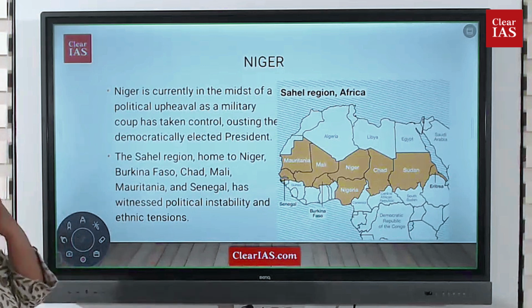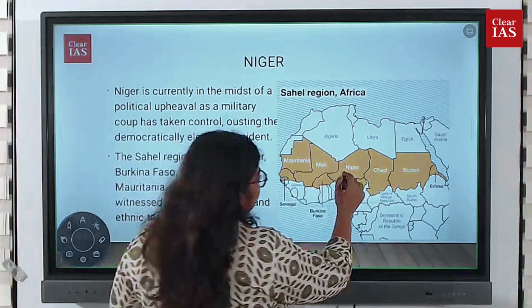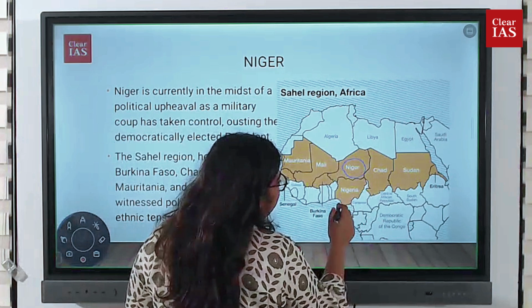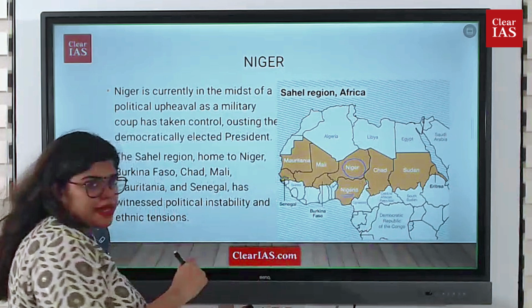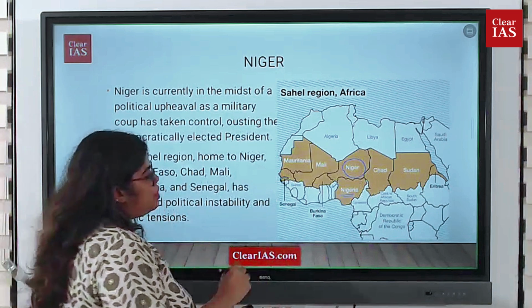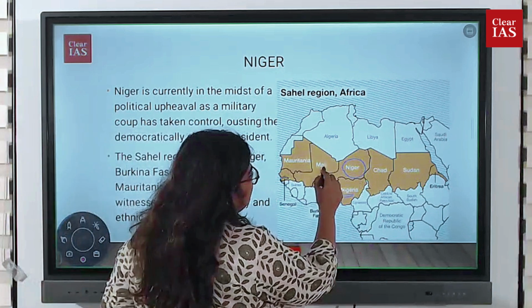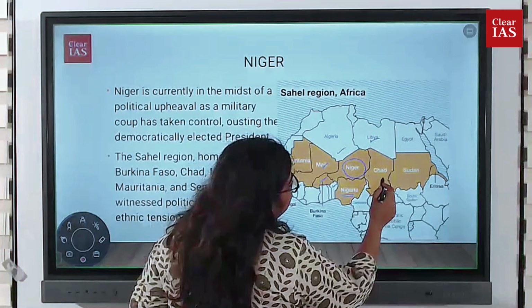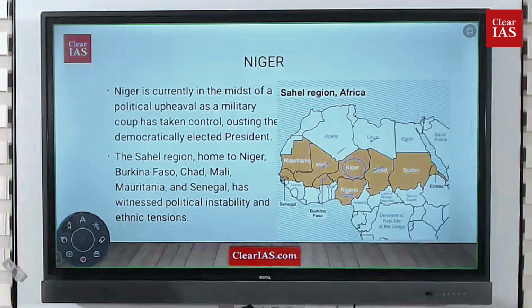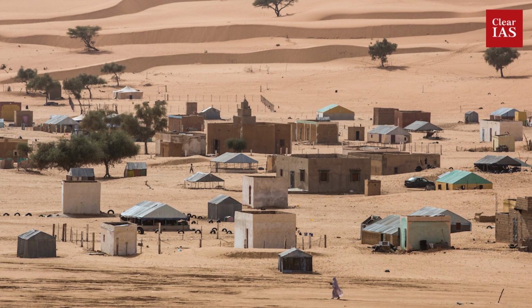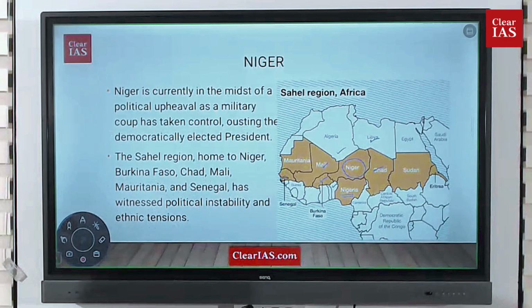Now, looking at Niger, when you see the boundaries, you can see Nigeria here. We have already seen this is Benin, no? Then you can see Burkina Faso, Mali, Algeria, Libya. Then you can see Chad. So the majority of the neighboring countries of Niger are from the Sahel region itself. The Sahel is a desert-like region, and the entire region is becoming unstable.